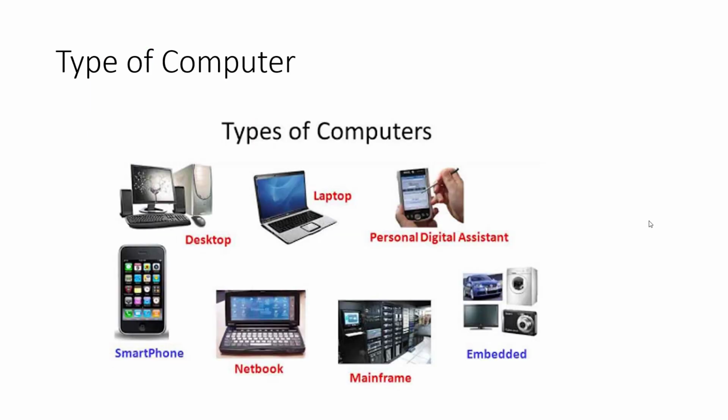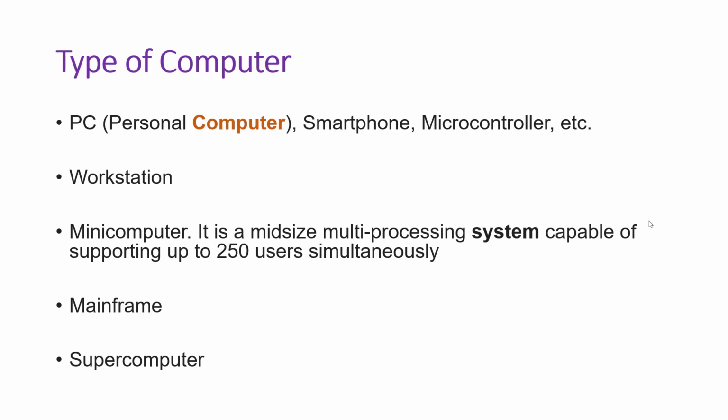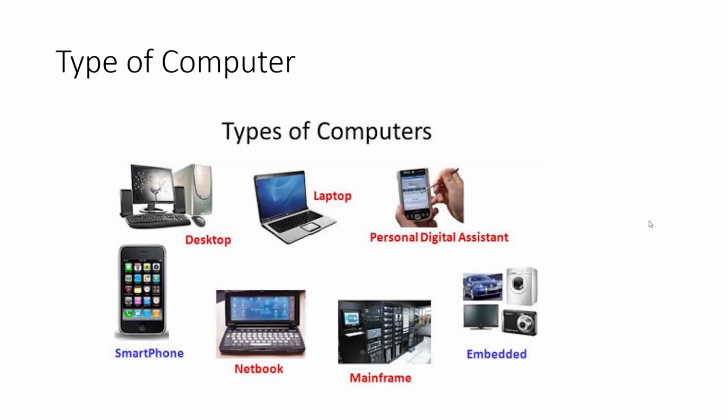As you can see on the screen, we have the desktop PC and laptop. These two may be classified as personal computers. And we do have a smartphone, mainframe, and embedded systems. Embedded systems are microcontrollers like those in a camera, fridge, or TV, as we saw in the previous slides.